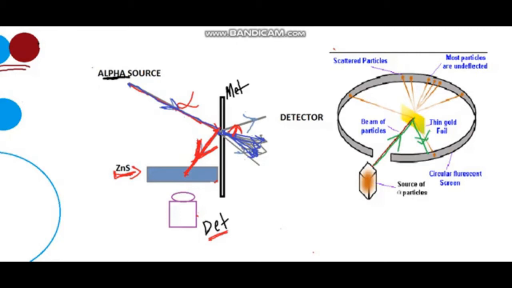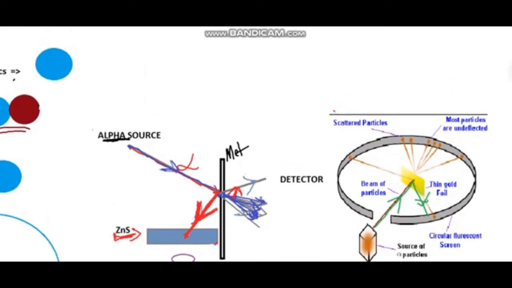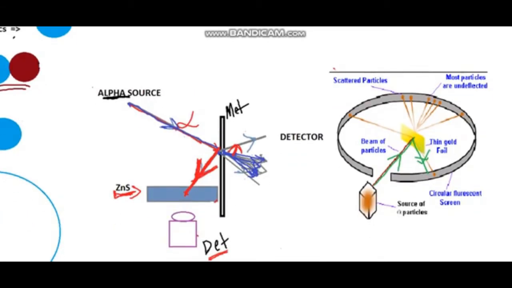from the metal surface. But Rutherford had a different idea. He was thinking about what exactly is happening inside the metal, and why this scattering is happening. You can see there is another diagram here which shows a somewhat advanced setup for this gold foil alpha scattering experiment.